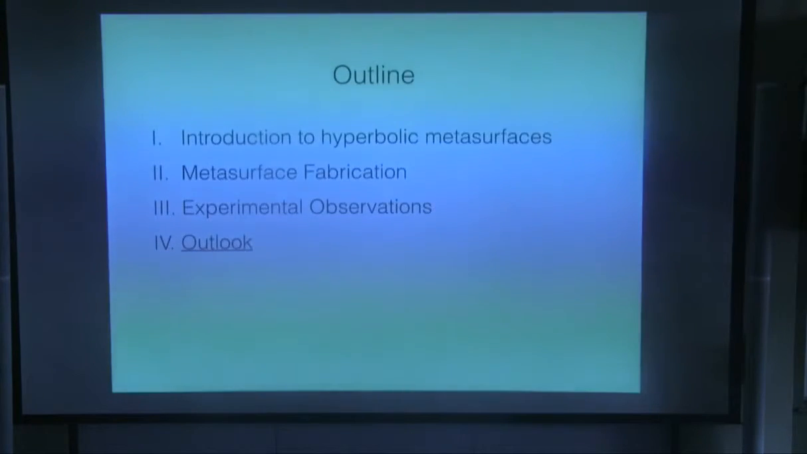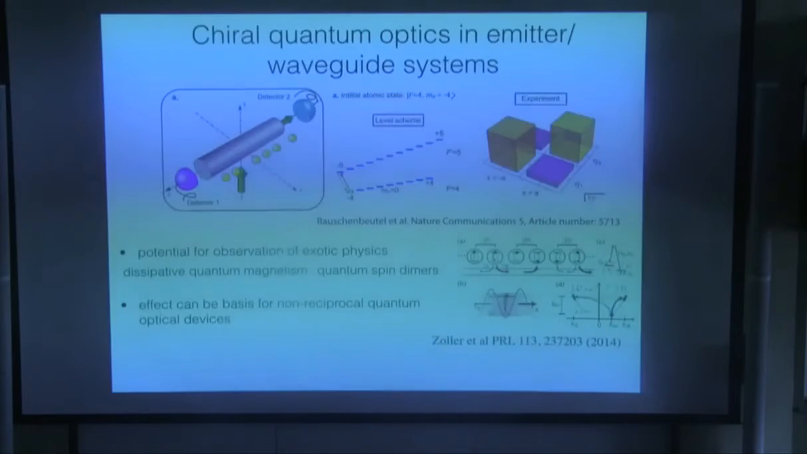Okay, so I'll just briefly give an outlook of what we'd like to do going forward. Again, as has been discussed frequently in this conference, you can have very interesting physics and device possibilities if you have these chiral systems where you have a chiral emitter coupled to a chiral waveguide. For instance, you could potentially observe exotic physics such as dissipative quantum magnetism or quantum spin dimers. And this effect can also be the basis for non-reciprocal quantum optical devices.